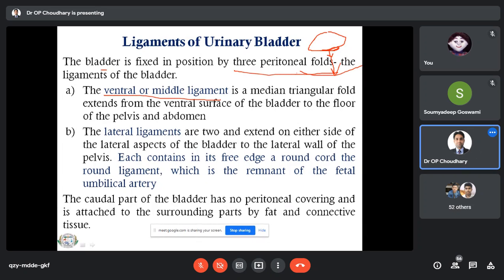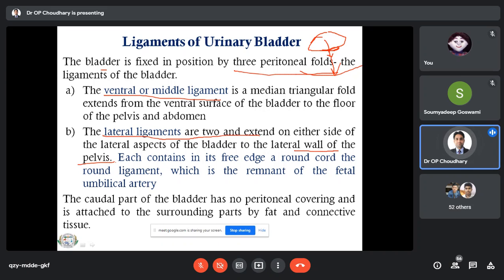Next, there are two lateral ligaments. These lateral ligaments are present on either side, right and left, of the urinary bladder, and extend on either side of the lateral aspect of the urinary bladder, and it connects the lateral aspect of the urinary bladder to the lateral wall of the pelvic cavity.